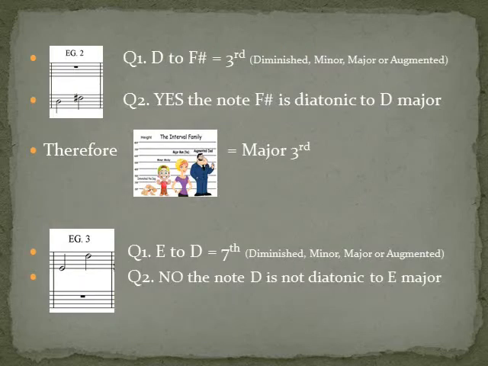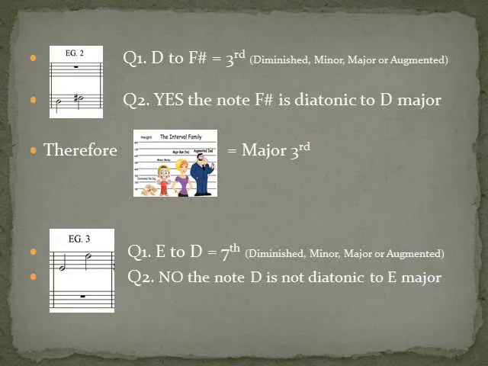Number 2. Question 1. From D to F sharp is 3 letter names. What's the availability? Well, it's not a 4, 5 or 8, so therefore it can't be a perfect, so therefore it's diminished, minor, major, or augmented. Question 2. Yes, F sharp is diatonic to D major. It is one of the notes in the scale of D major. Therefore, looking at the availability, who is the yes character? Major. Therefore, D to F sharp is a major third.